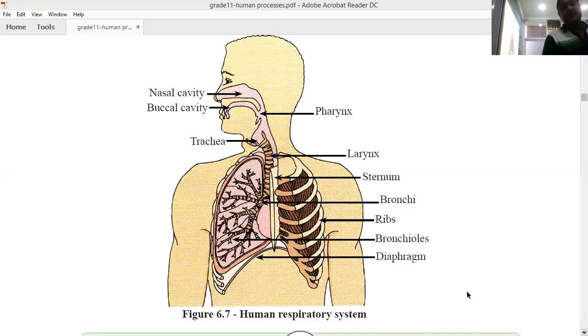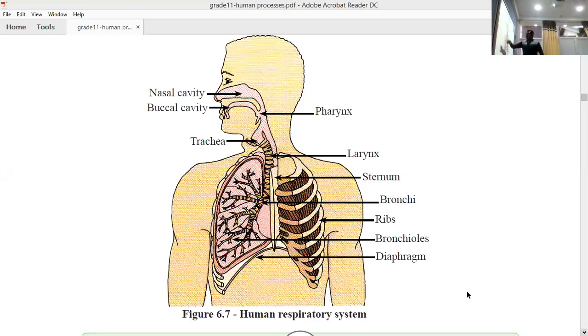Gas exchange between the lungs and the environment can be explained in two ways. These are known as respiratory movements. What are these two respiratory movements? Inhalation and exhalation. Or in another way, inspiration and expiration. Simply breathe in and breathe out. Right?